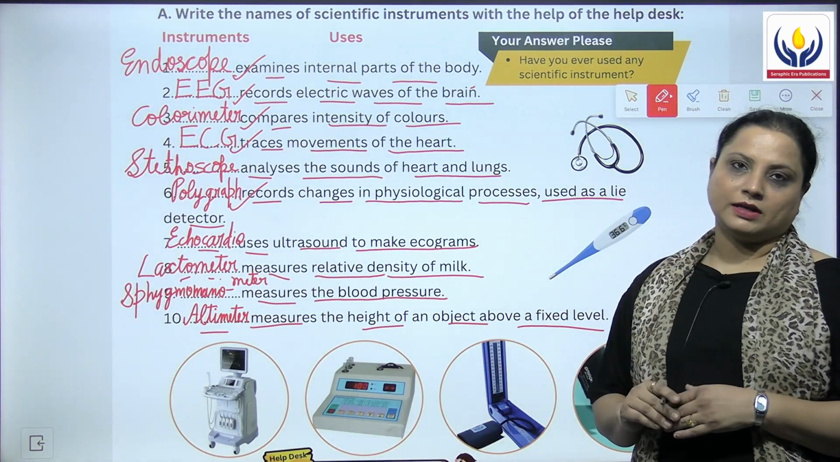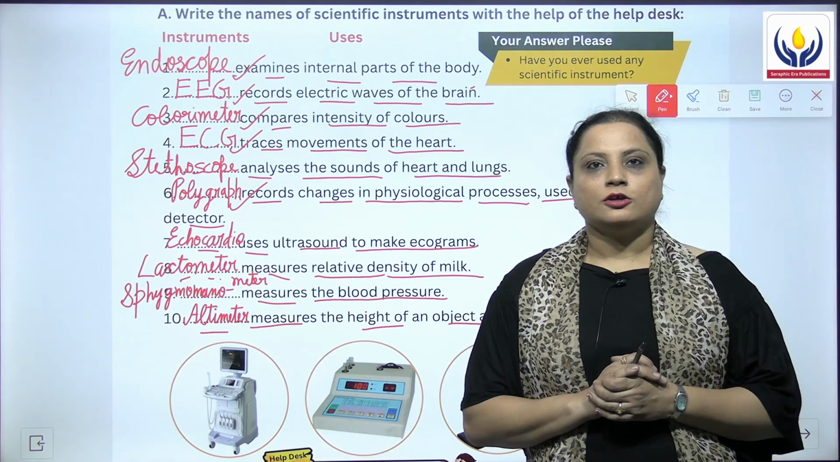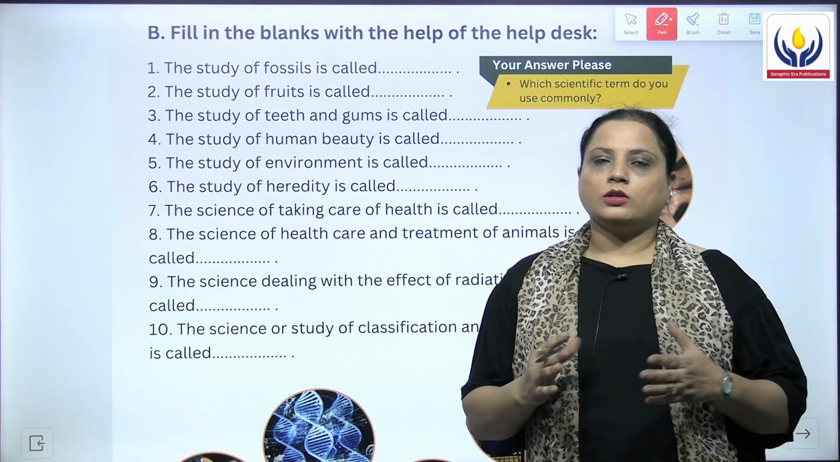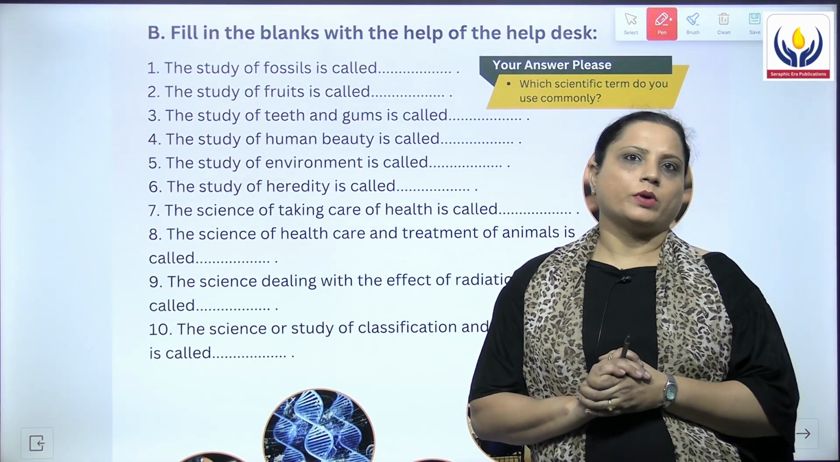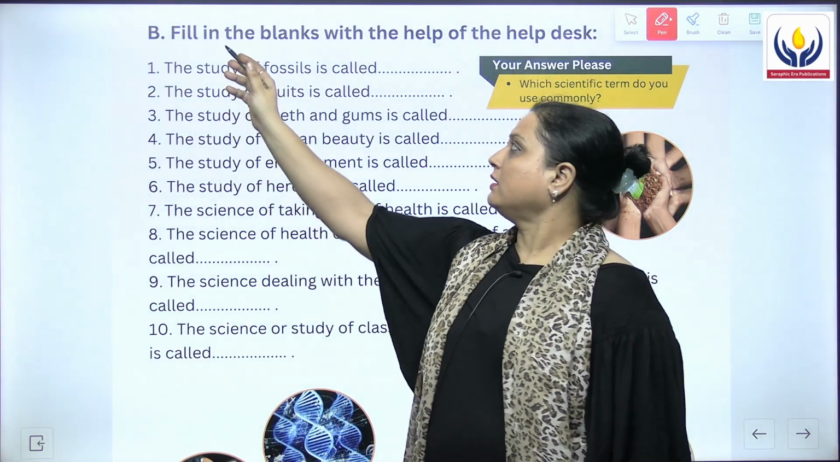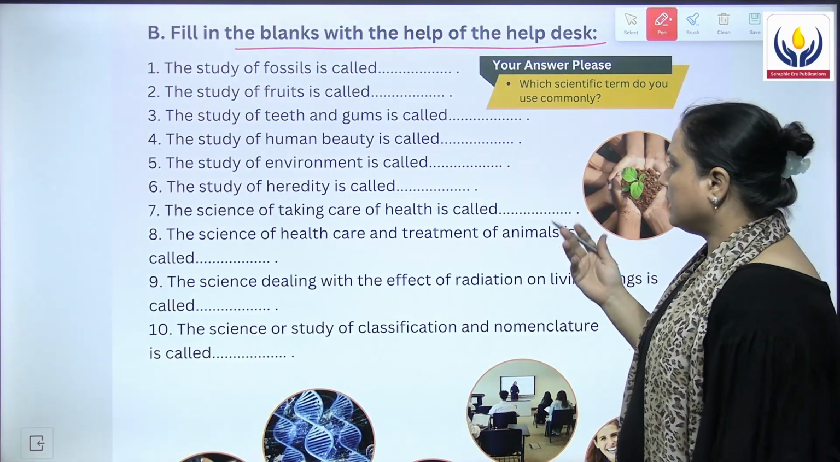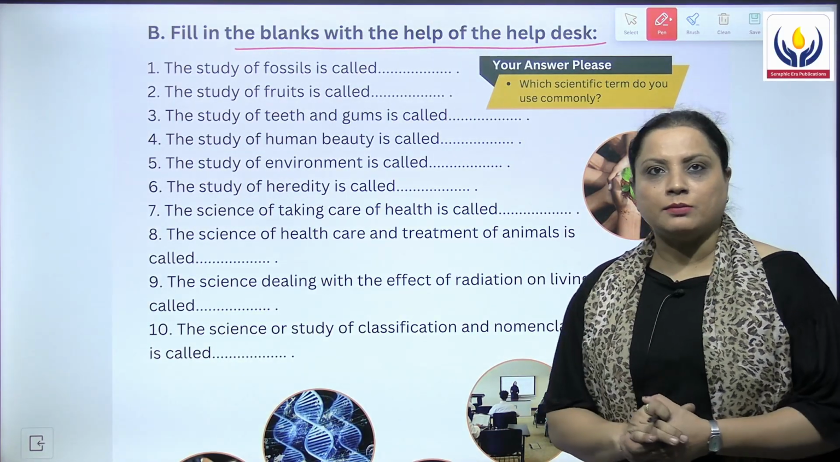So this was all about the various kinds of instruments which are used as scientific instruments. I hope you have understood the chapter. Be sure you write the correct spelling. Use the help desk. Well, on the next page we have certain more questions and these are fill in the blanks. They again say that fill in the blanks with the help of the help desk. So come on, let's use the help desk and fill them quickly.